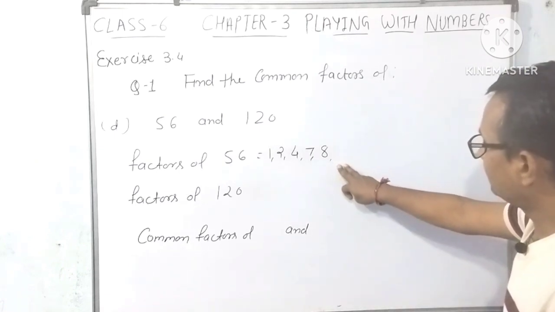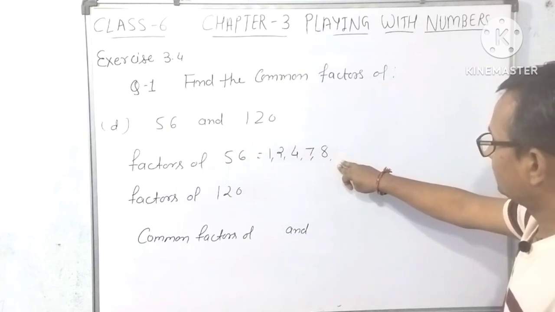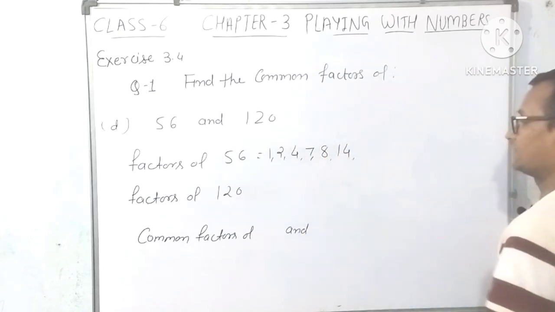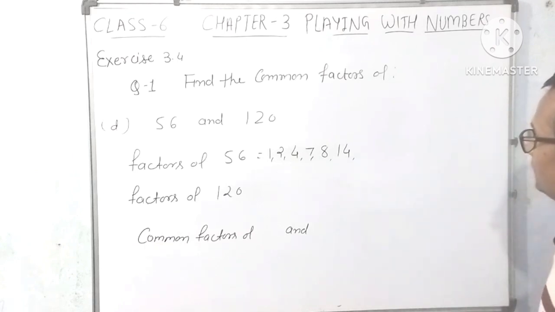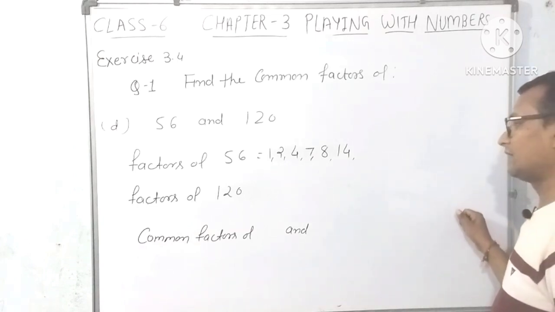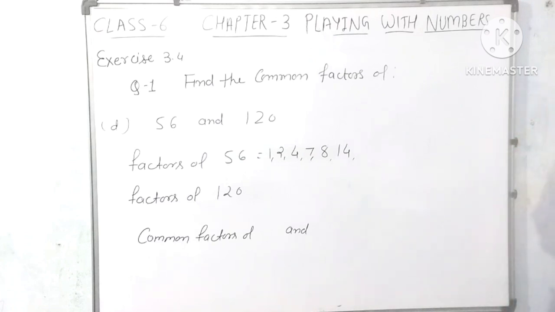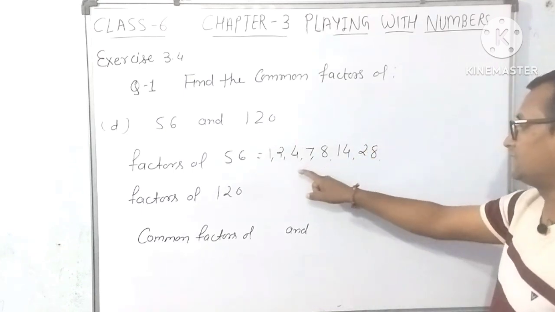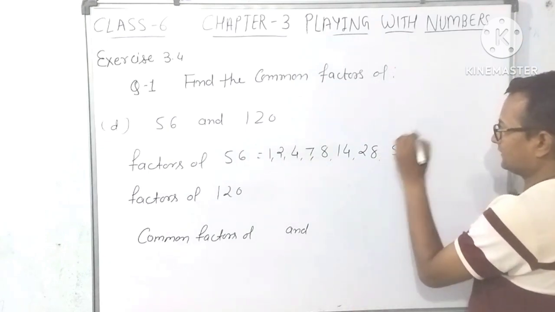9, not possible. 10, 11, 12, 13, 14. 14 fours are 56. 15, 16 not possible, 17 also not possible, 18, 19, 20, 21, 22, 23, 24, 25, 26, 27, 28. 28 twos are 56, which means the last factor is 56.